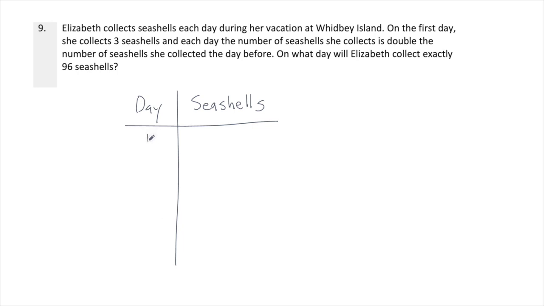On day 1, she collects 3 seashells. On day 2, she collects 6 seashells because 6 is double 3. On day 3, she collects 12. On day 4, she collects 24. On day 5, she collects 48. And on day 6, she collects 96. So that means the answer to this problem is 96 seashells.